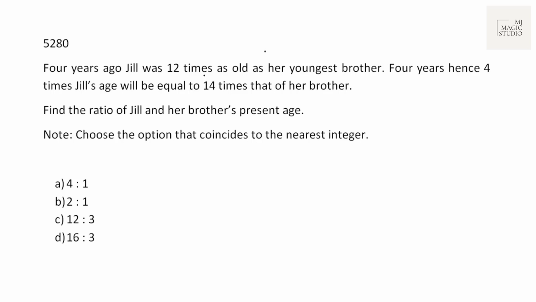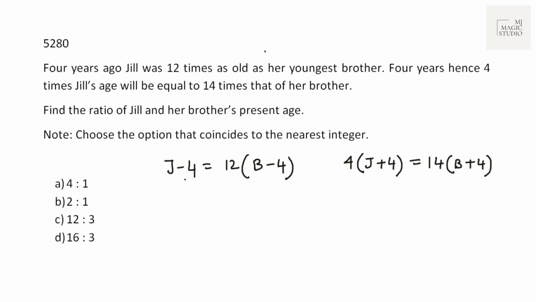4 years ago, Jill was 12 times as old as her youngest brother. So J minus 4 was 12 into (B minus 4). 4 years hence, 4 times Jill's age will be equal to 14 times that of the brother. Brother will also be B plus 4, if J and B are their present ages. Find the ratio of Jill and her brother's present age. We are looking out for J is to B.